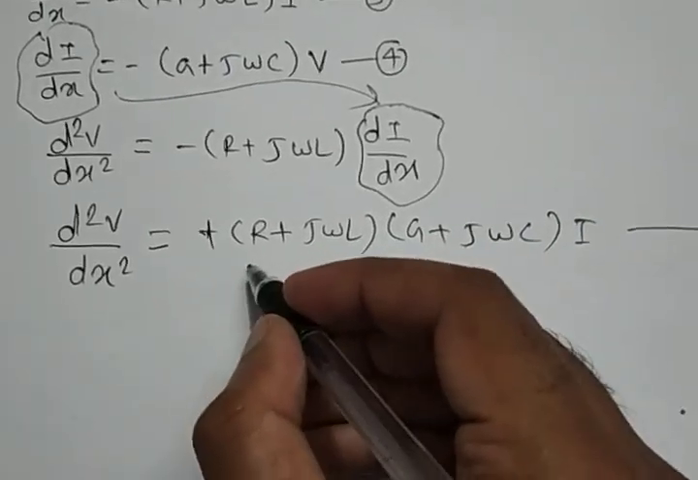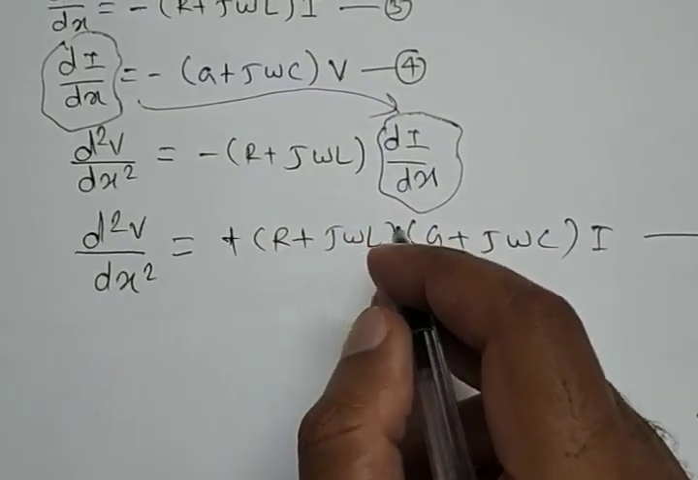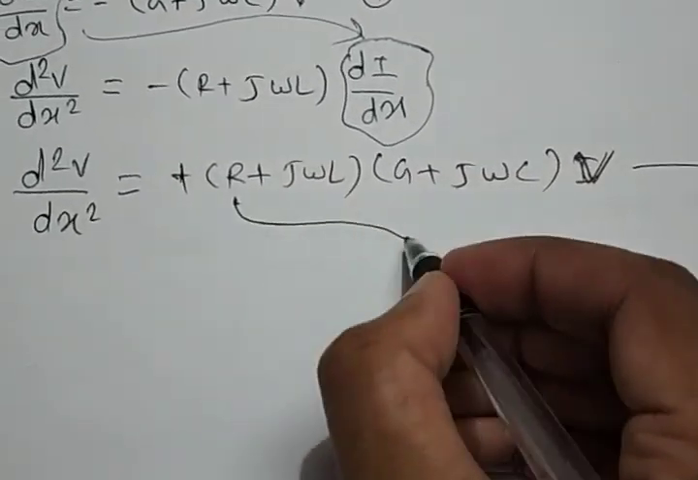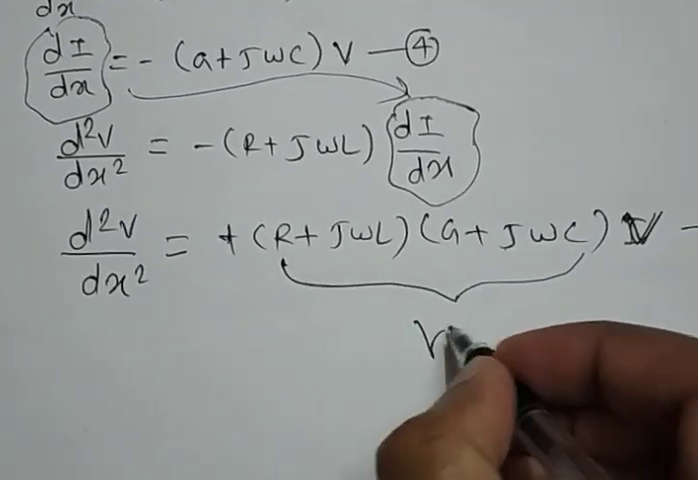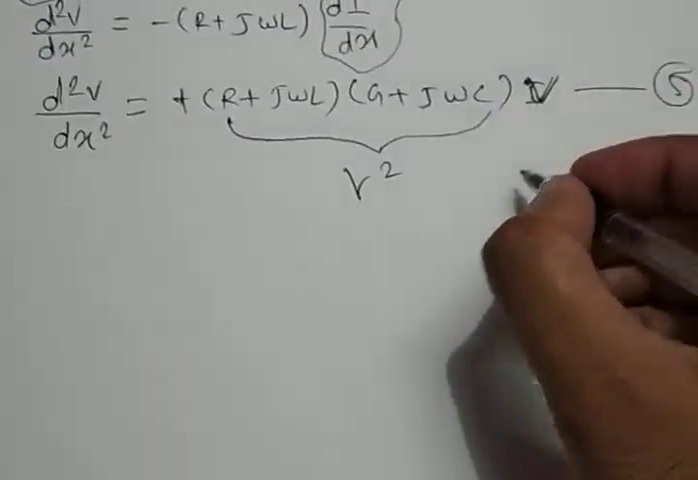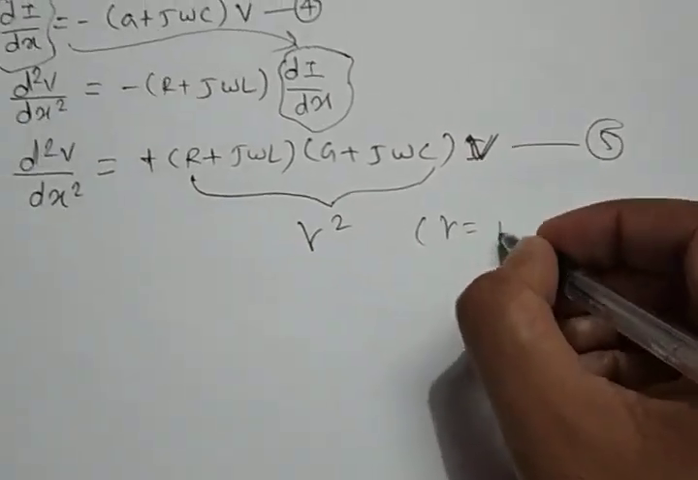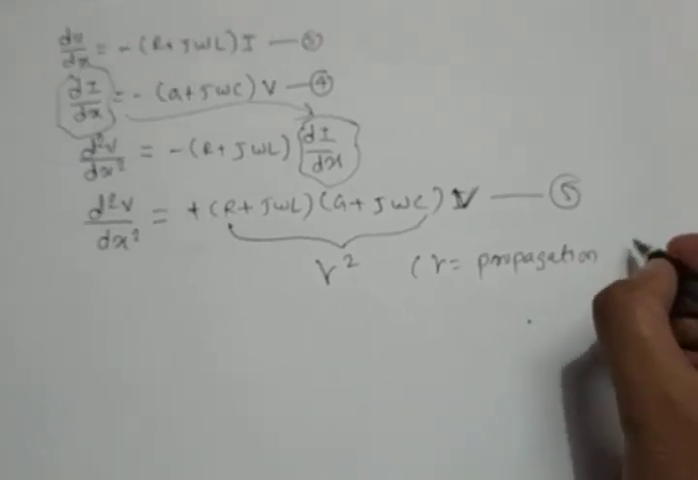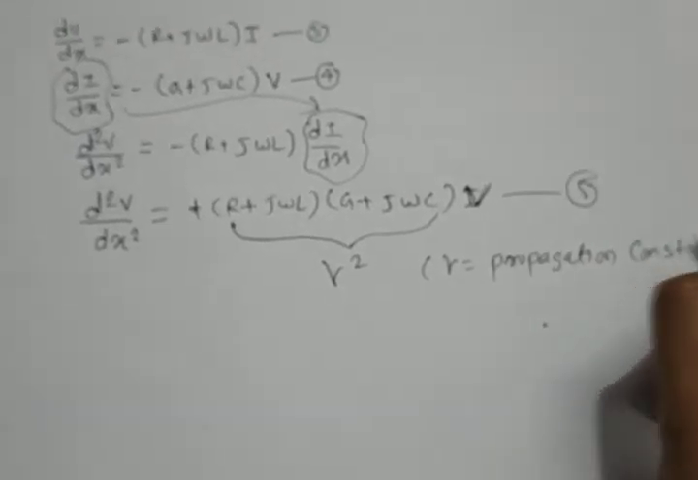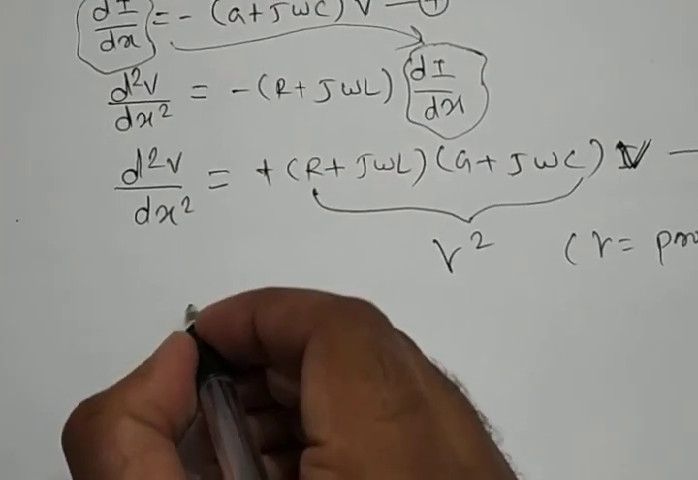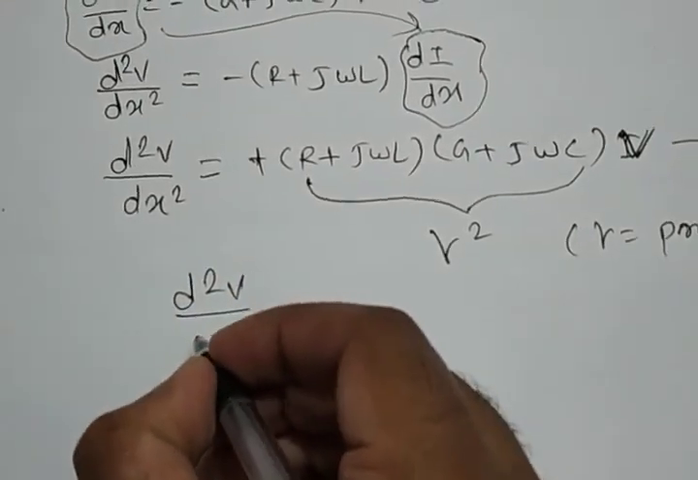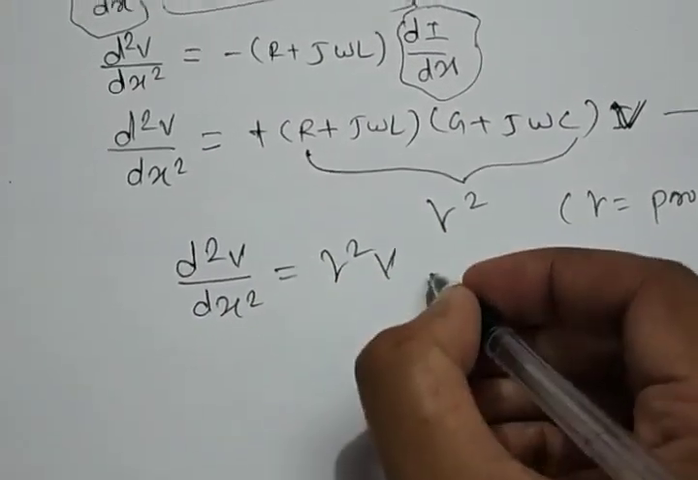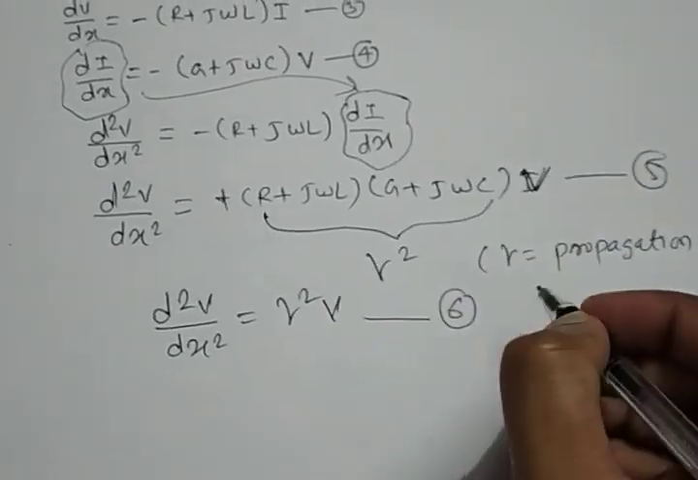Here we will get the V voltage. This whole term is given by gamma square, where gamma is the propagation constant. So this whole term we can reduce to d square V over dX square equal to gamma square V. So this is expression 6.